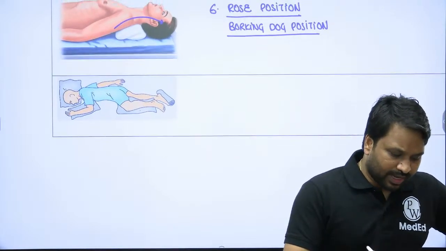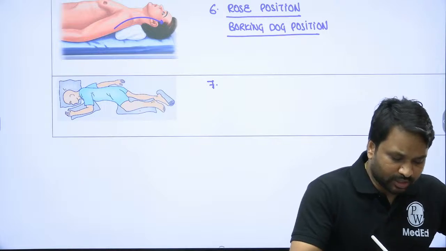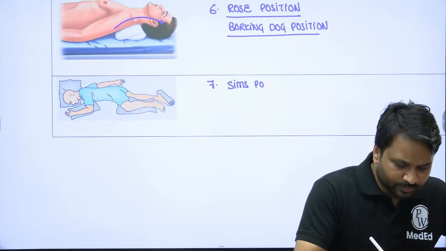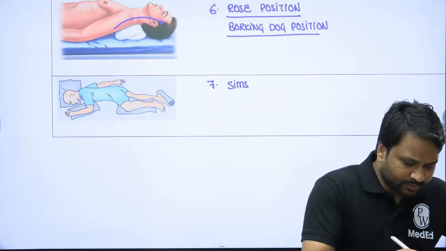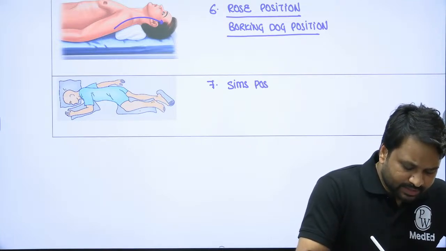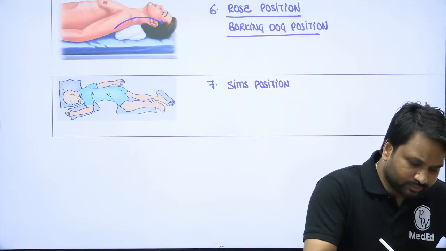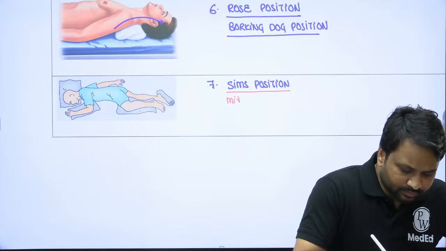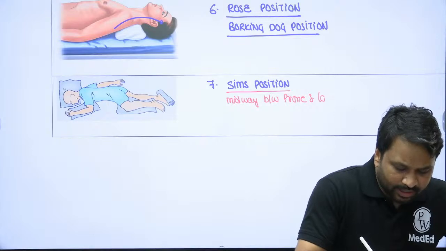The last one that you can see here is in a semi-prone position, and this is what we call the Sims position. Now, how do you describe the Sims position? The Sims position is described as midway between prone and lateral position.